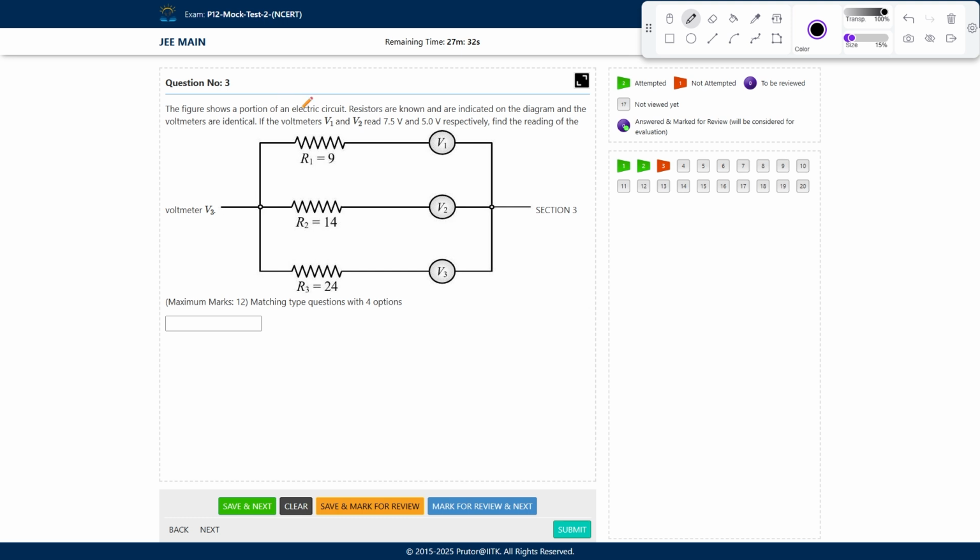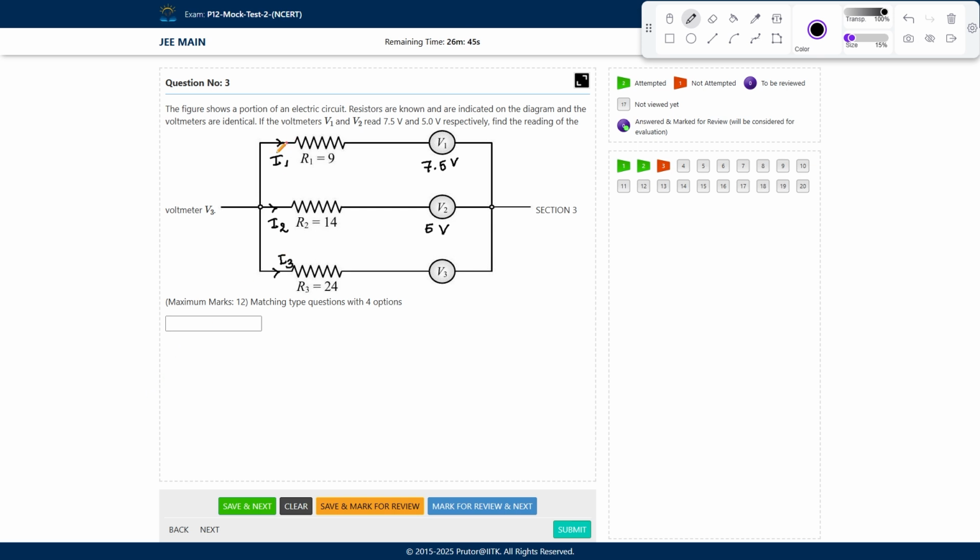The figure shows a portion of an electric circuit. Resistors are known and indicated on the diagram, and the voltmeters are identical. If the voltmeters V1 and V2 read 7.5 volt and 5 volt, find the reading of the voltmeter V3. We have to find the V3 reading and write the value as an integer. Now you can see the current flowing through this wire, take it as I1, through this wire as I2, and through this wire as I3.